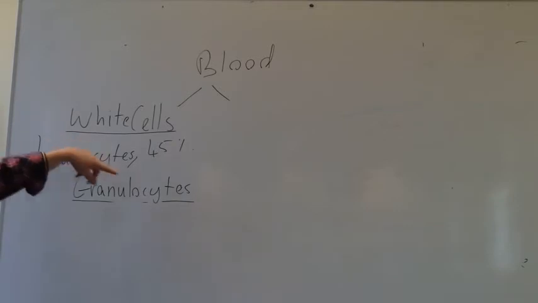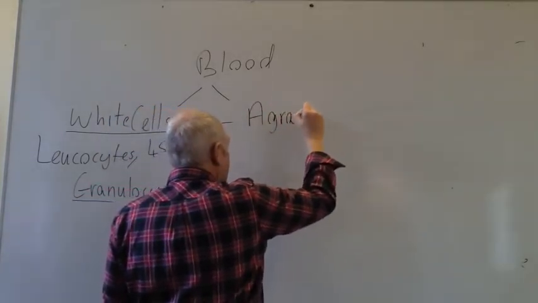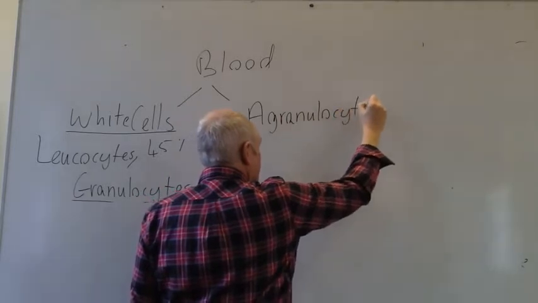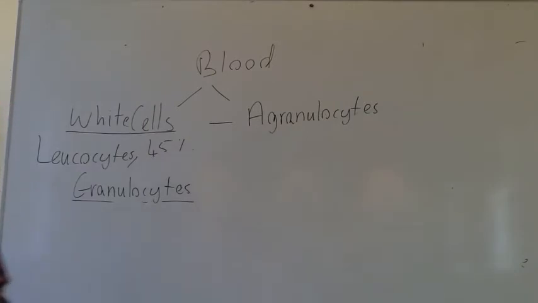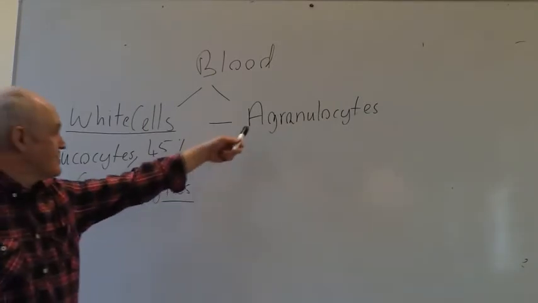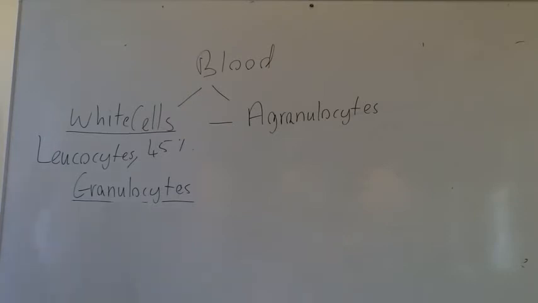So we know that the white cells or the leukocytes can be granulocytes. Alternatively, they can be agranulocytes. A means absent or without. So when people looked at these cells in the light microscope, they thought, oh, these ones have granules, but these ones don't. It's still white cells though. Absolutely. Yeah. These are a type of leukocyte.